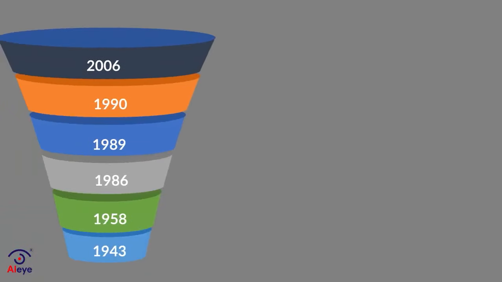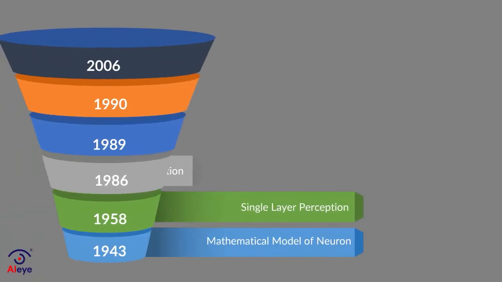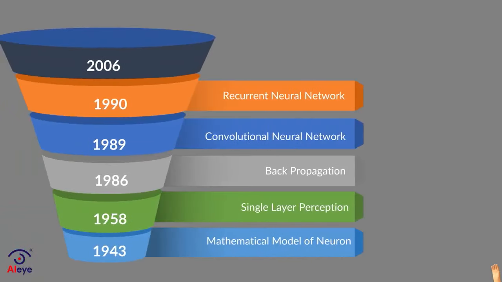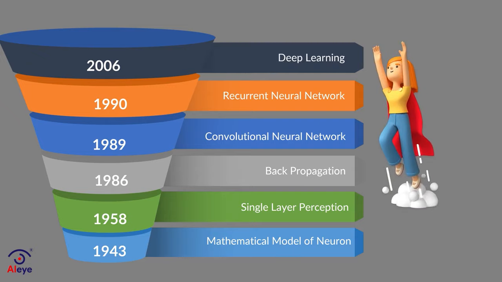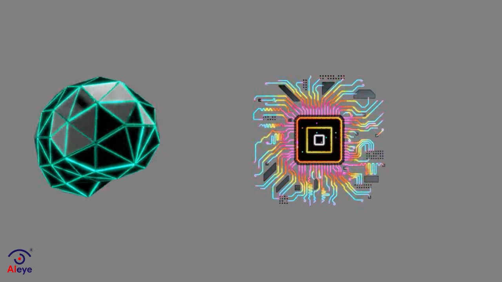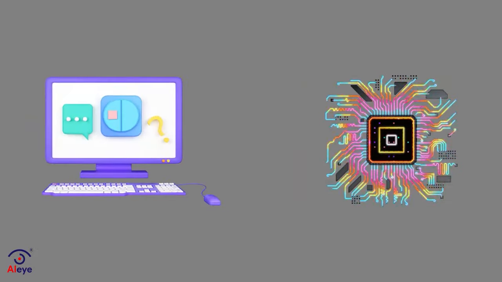As a result, over the years, mathematical models of neurons and neural networks were developed, so that an artificial brain can be implemented on a digital computer. Therefore, an artificial brain is a mathematical model of neural networks implemented in a digital computer.